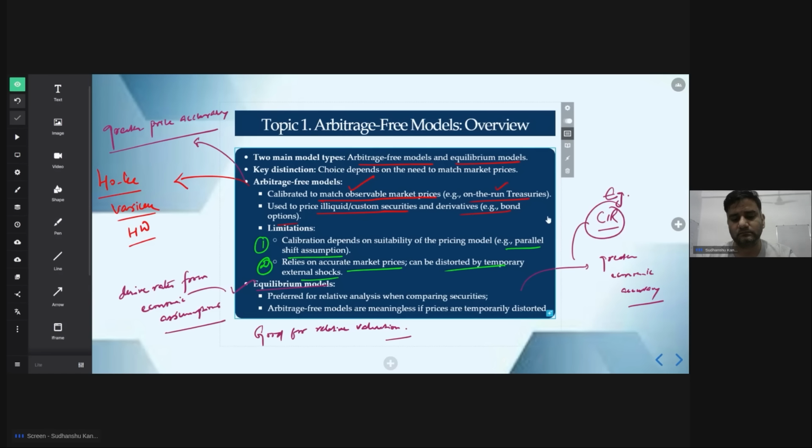From the exam perspective, be ready to distinguish between the two approaches, arbitrage-free models and equilibrium models. Please also be aware that there is a difference in calibration. In your arbitrage-free model, you are looking at calibration to data. In your equilibrium model, they are not calibrated.